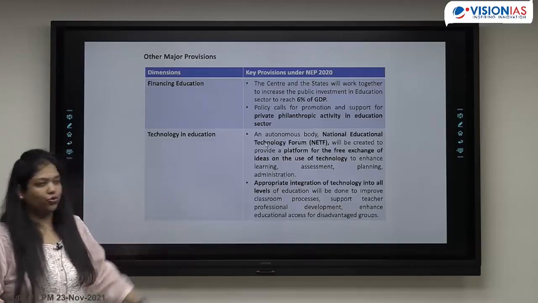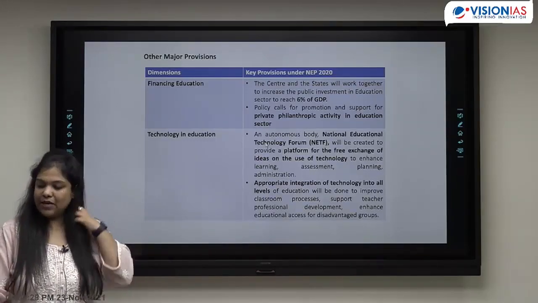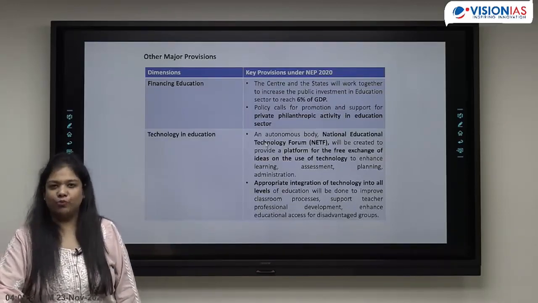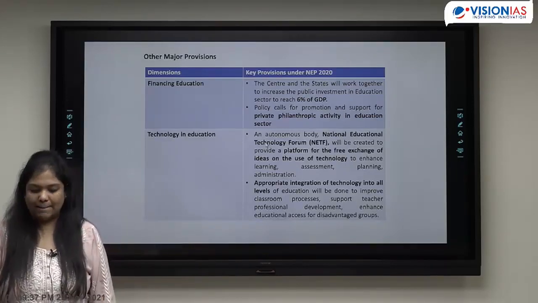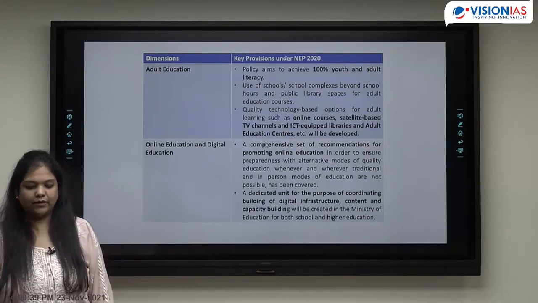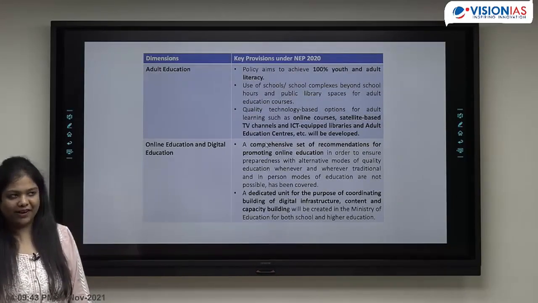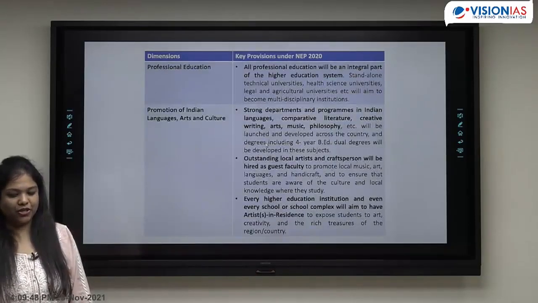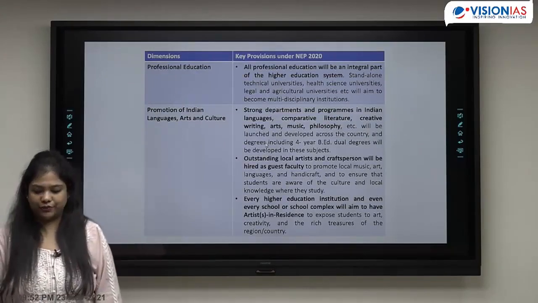Then technology, through National Education Technology Forum, it will be created for basically free exchange of ideas with respect to usage of technology, so as to improve your learning, so as to improve your administration, overall assessment and planning. Then these are few other things. Adult education हो गया, online education and digital education. Then professional education, similarly promotion of Indian languages, arts and culture. ठीक.